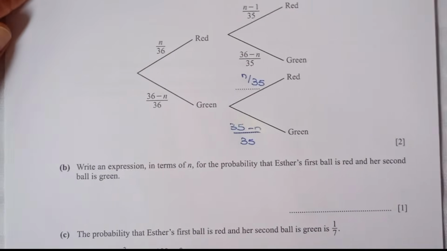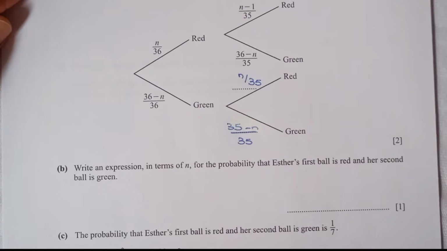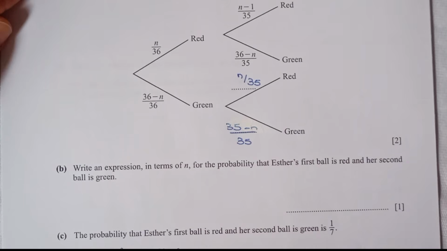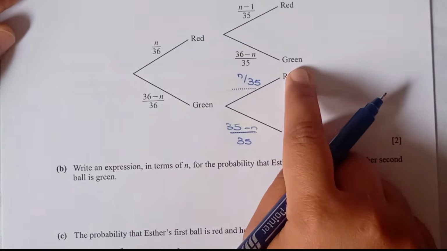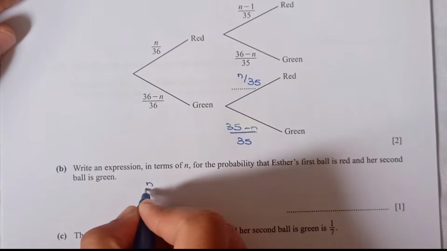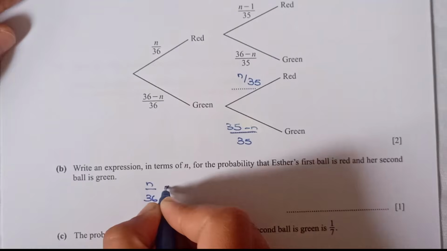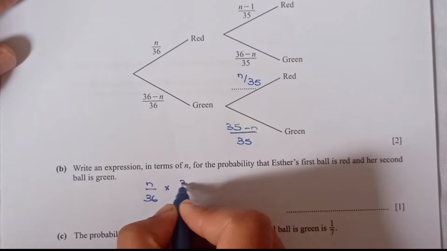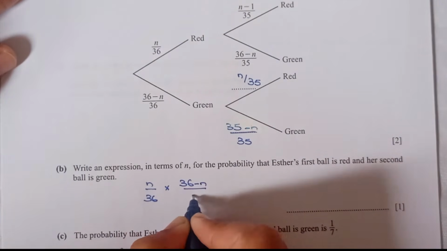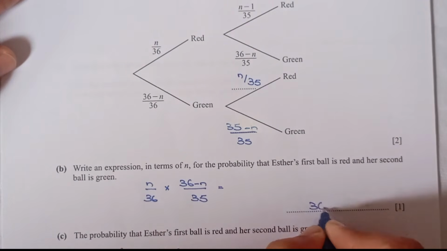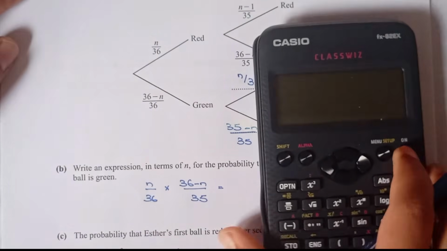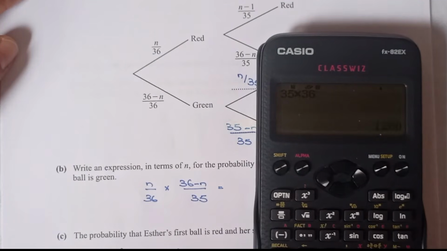Now for part B, write an expression in terms of n for the probability that Esther's first ball is red and her second ball is green. Okay, so first would be red and the second would be green. For red, it would be n out of 36 times, for green, it would be 36 minus n out of 35. So the expression would be 36n minus n squared divided by 35 times 36, which is 1260.